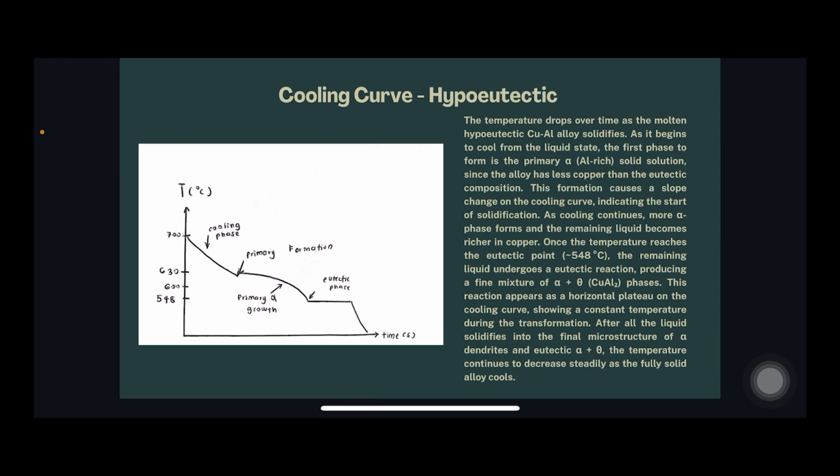As the cooling continues, more alpha phase forms and the remaining liquid becomes richer in copper. When the temperature reaches the eutectic point, the remaining liquid undergoes the eutectic reaction, producing a fine mixture of alpha plus theta phases. This reaction appears as a horizontal plateau on the cooling curve, showing a constant temperature during the transformation. After all the liquid has solidified into the final microstructure of alpha dendrites and eutectic alpha plus theta, the temperature continues to decrease steadily as the fully solid alloy cools.